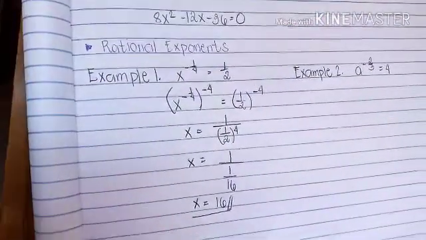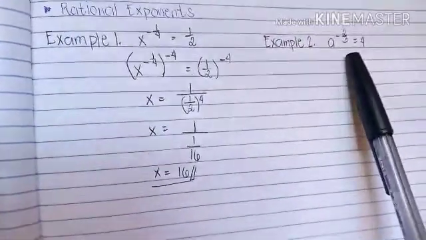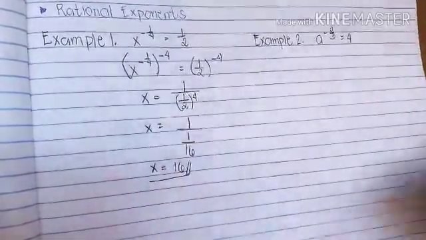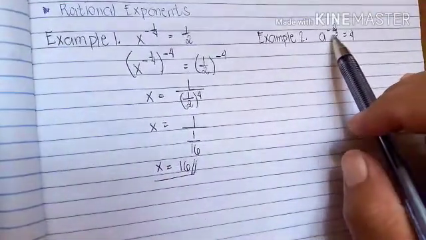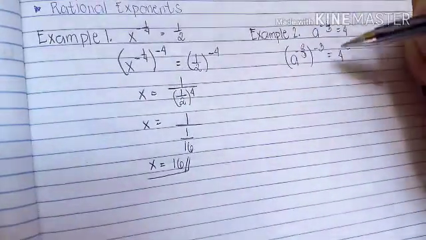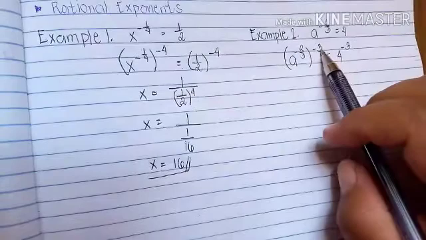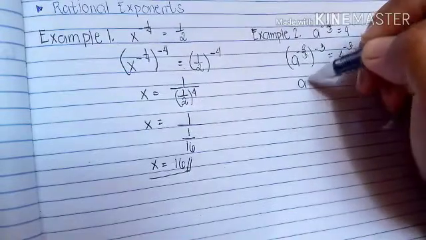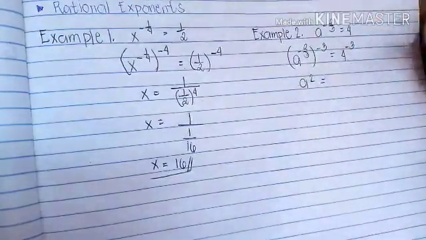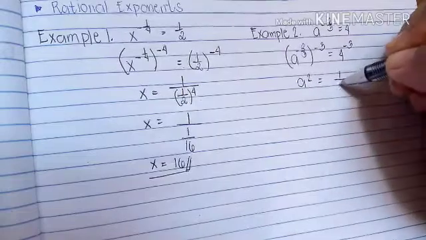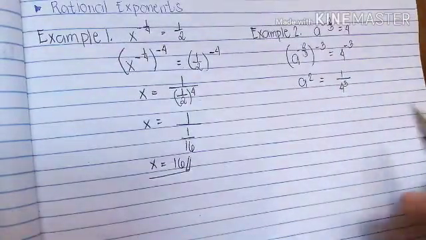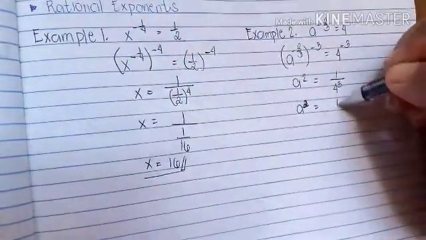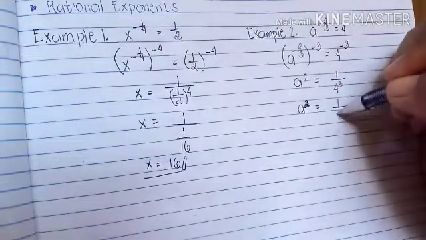For example number 2, we have the same case here. It's a negative exponent. So let's do what we did for example number 1. We multiply by the denominator, which is negative 3. So further simplifying, when we multiply negative 2/3 times negative 3, that would be a squared equal to 1 over 4 raised to 3. Simplifying 4 raised to 3, a squared would now be equal to 1 over 64.